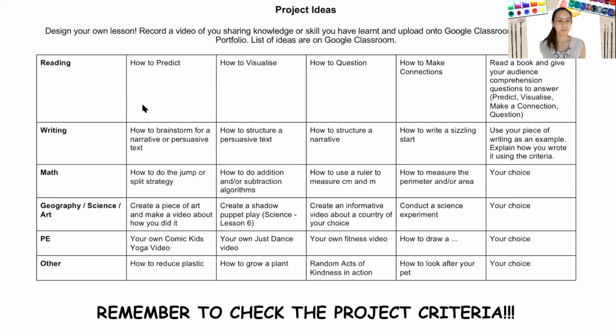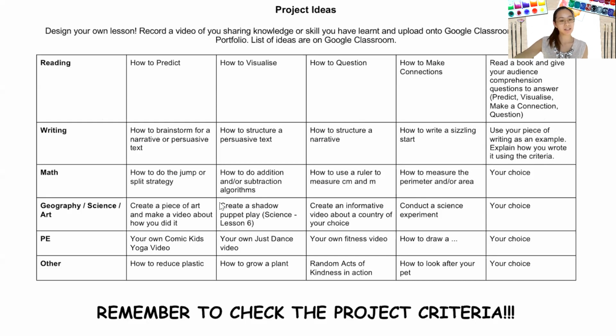So for reading, some of the ideas that I gave, we've been working on the Super 6 strategies. So some videos that they can make are, how do you predict? How do you question? How do you make connections? Maybe they can read a book and give the audience comprehension questions to answer. For writing, how do you brainstorm for a narrative or a persuasive text? What about the structure? What about writing a sizzling start? And then maybe using their piece of writing as an example and explain how they wrote it using the criteria.